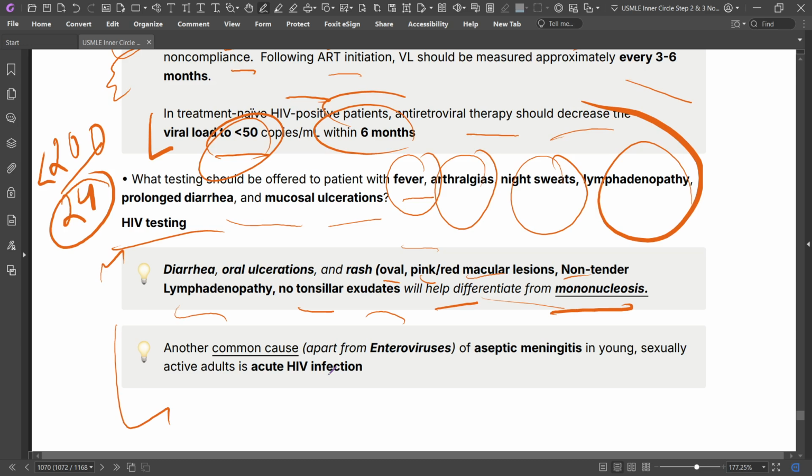Another common cause, apart from enterovirus, of aseptic meningitis in young sexually active adults is acute HIV infection.